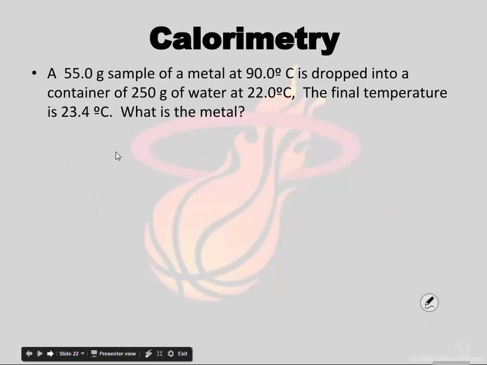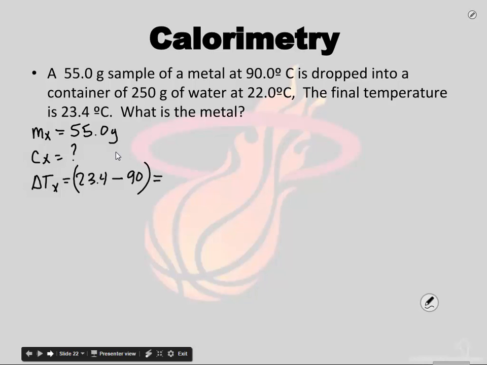Before I start these problems, I like to write out all my variables. So what I have. So mx, mass of my metal, I have 55 grams. Cx of my metal, that's what I don't know. I need to find that so I can figure out what metal I have. My temperature change of my metal, final, which is 23.4, minus initial, which was 90. I can get a number there. So I get negative 66.6 degrees Celsius. Okay, so those are my metal values.